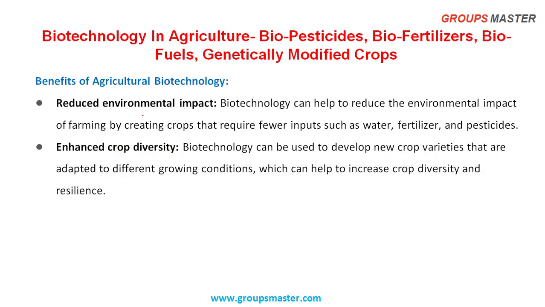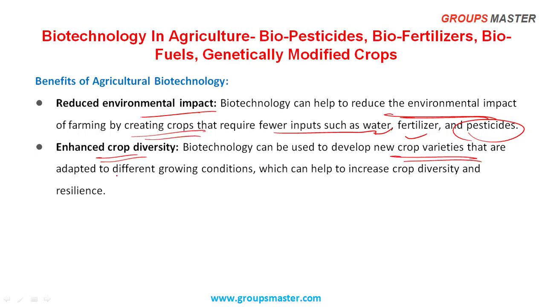Next benefit is reduced environmental impact. Biotechnology can help to reduce the environmental impact of farming by creating crops that require fewer inputs such as water, fertilizer and pesticides. Next benefit is enhanced crop diversity. Biotechnology can be used to develop new crop varieties that are adapted to different growing conditions, which can help to increase crop diversity and resilience.